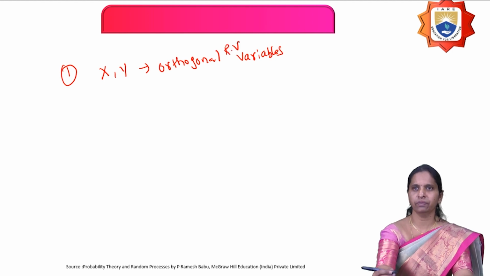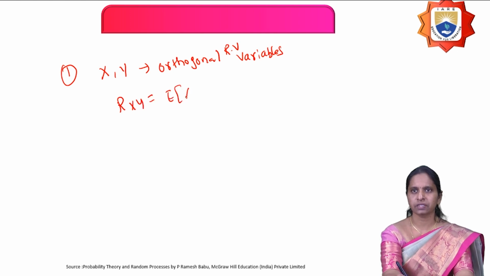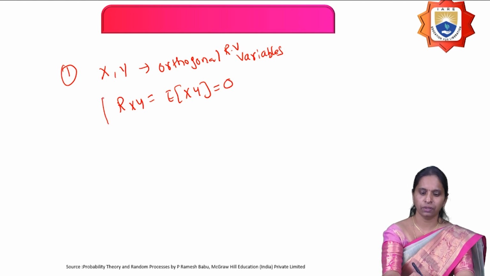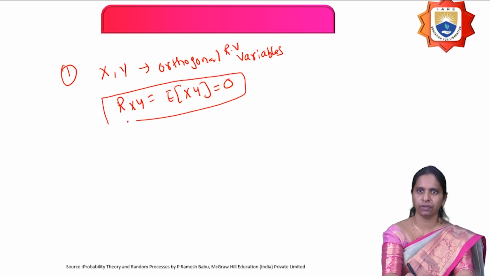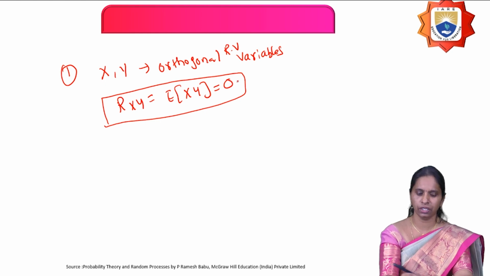Orthogonal random variables. Then, what is the correlation between those two random variables? Rxy is nothing but expectation of xy. What is that value? It is equal to 0. Therefore, for two orthogonal random variables, the correlation is equal to 0. There is no similarity for two orthogonal functions. The similarity is 0. Therefore, the correlation is equal to 0.